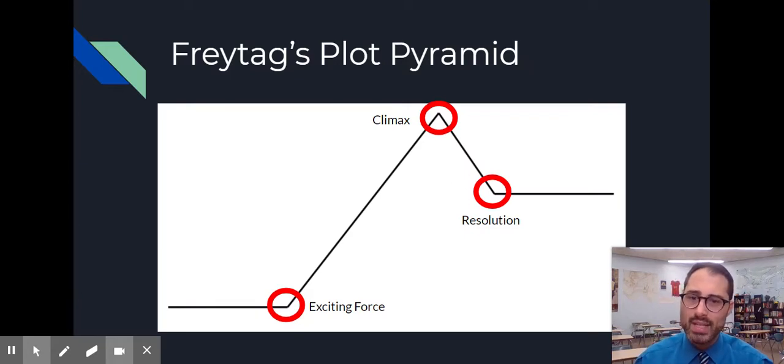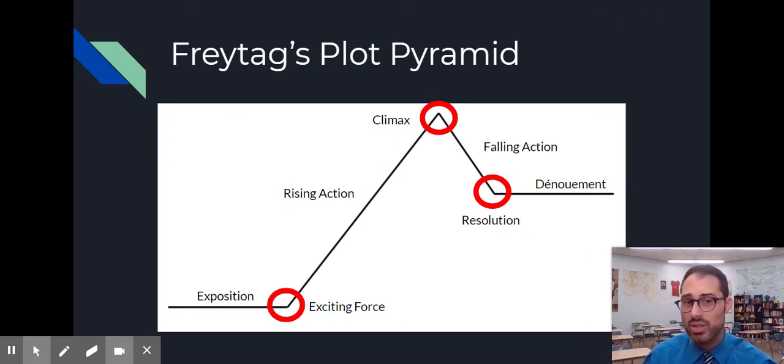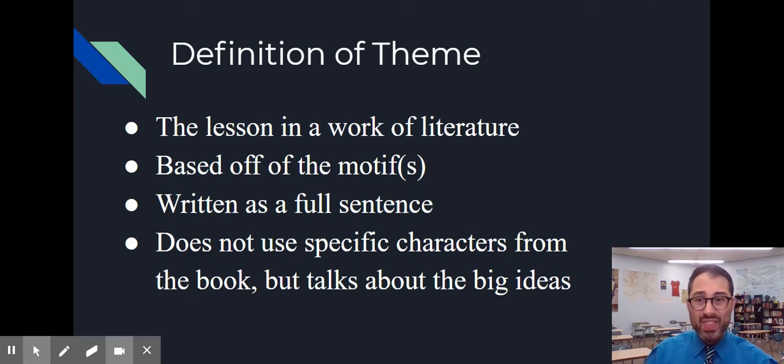If we go back to Freytag's plot pyramid, where we have our exposition, our exciting force, our rising action, our climax, our falling action, resolution, and denouement, once we see how that motif weaves through the plot, that it pops up a lot, maybe that motif is even part of our conflict, and our characters are struggling with power or they're struggling with money. Once we see how that plays out, we can then determine a theme.